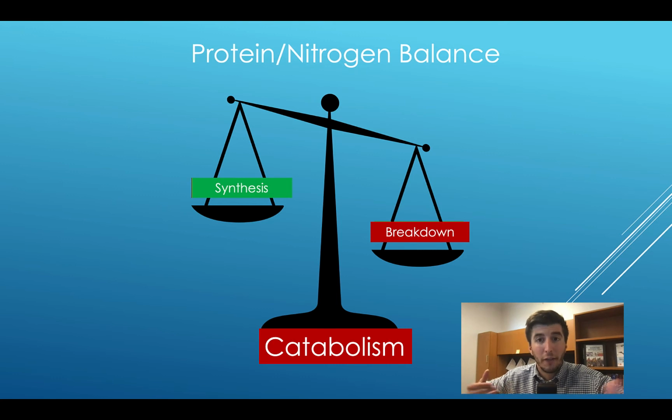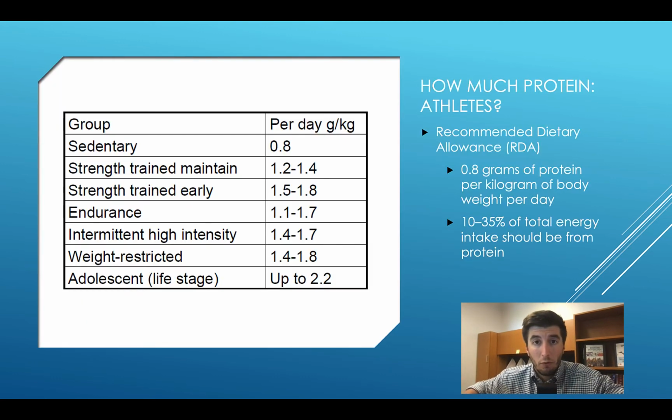Clearly, we want to be at a level where we're in an anabolic state, not in a catabolic state. So if that's the case, what's the protein level required to either maintain protein status or to actually reach over into the anabolic setting?